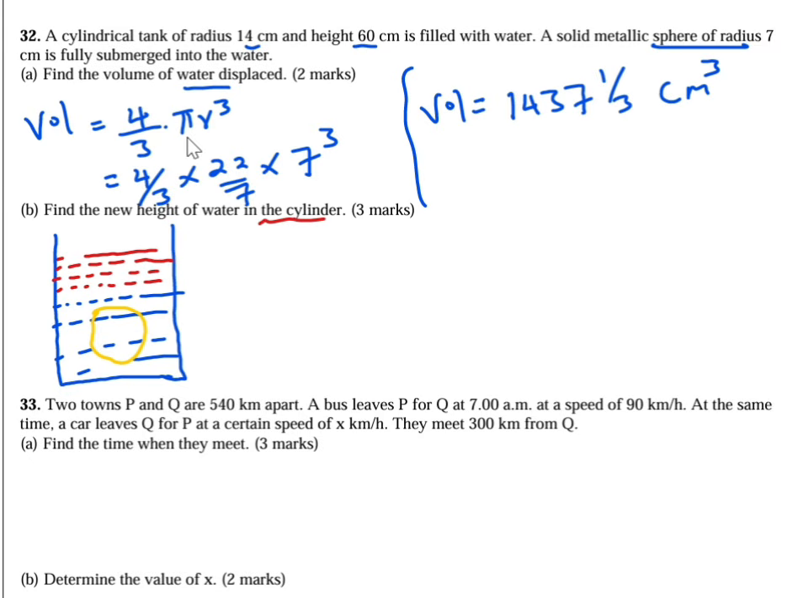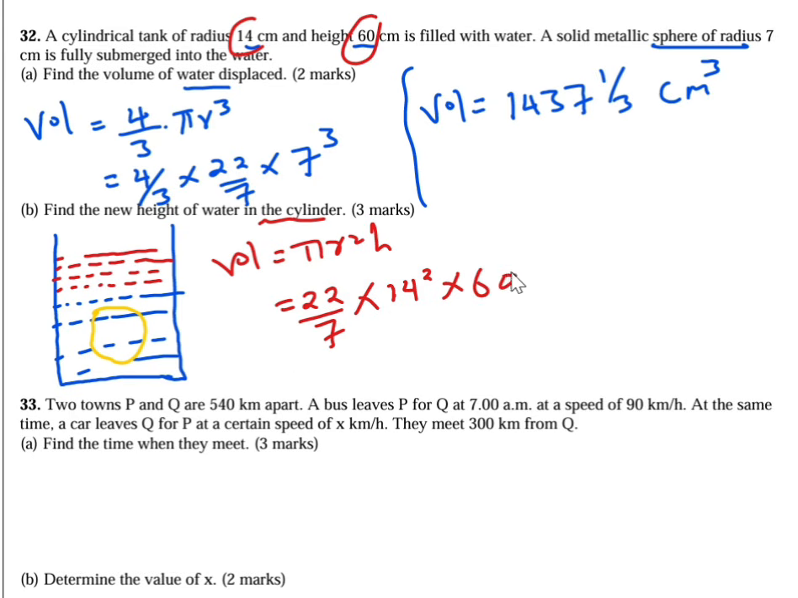First step is to get the volume of the cylinder. What is the volume of a cylinder? The volume of a cylinder is pi r squared h. So what is pi? Pi is 22/7. What is the radius of the cylinder? 14. So it is 14 squared multiplied by height. How high has it reached? 60. So multiply by 60. So you'll see that the volume of the cylinder is 22 over 7 times 14 squared times 60. We'll see it is 36,960.